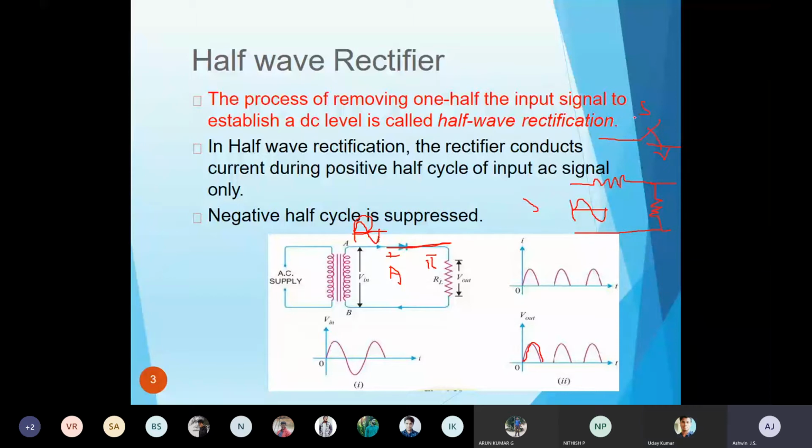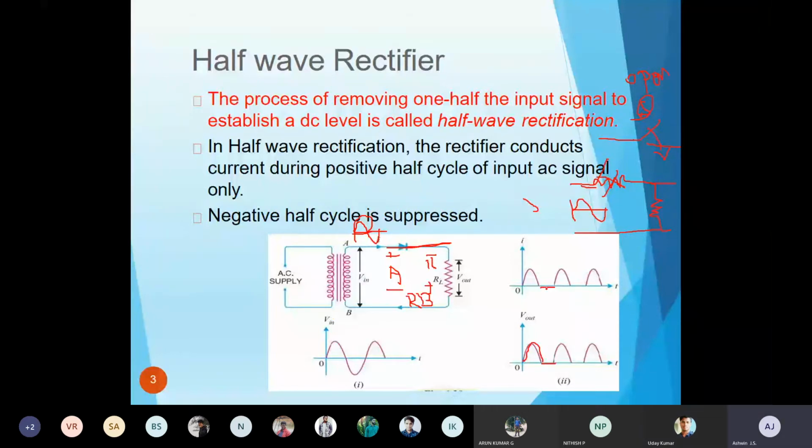Once it goes to the negative, at that time the anode becomes negative and cathode becomes positive. It represents reverse bias, RB. So during reverse bias, the switch will act as open. There is no connection from A to B. So what will happen? There is no voltage and there is no current flow. So it becomes 0 here.